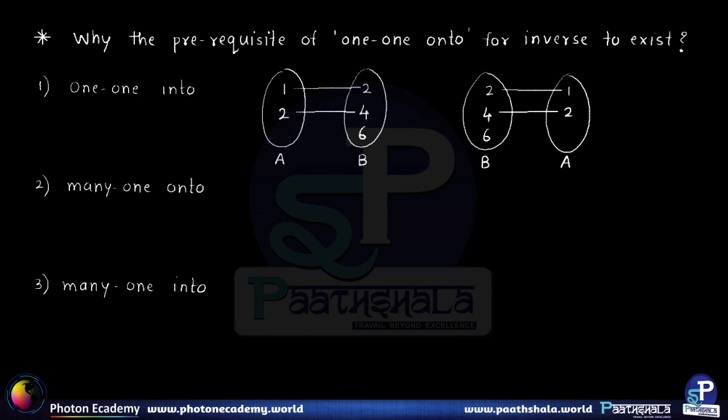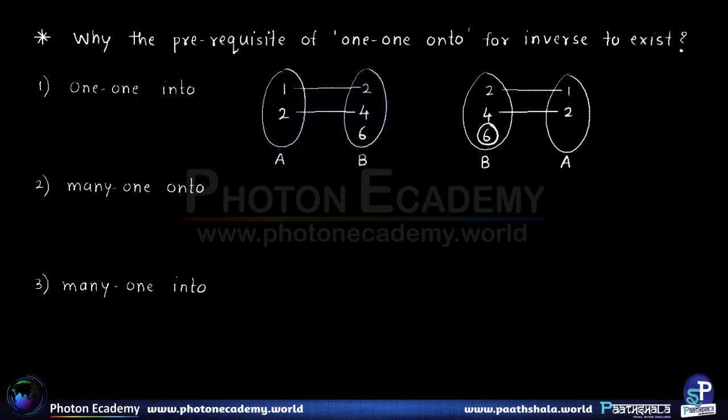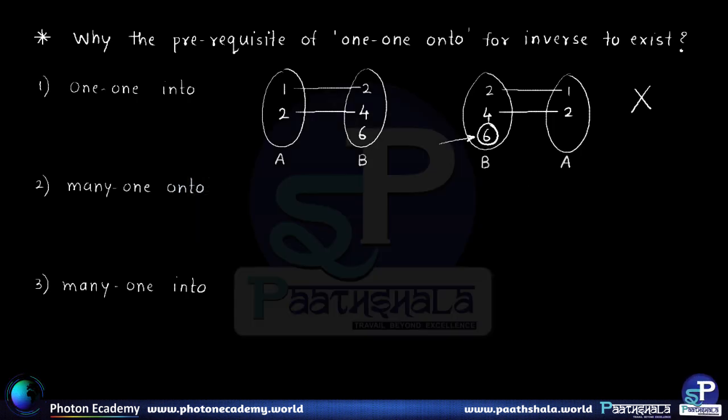Now we observe that for the definition of the function, each element in the first set must be covered. But here we see that element 6 in the first set does not have any image in the second set A. So this inverted relation is not a function at all. It is just a relation, but it is not a function. Alright. So if the function is 1 1 into, then its inverse does not exist.